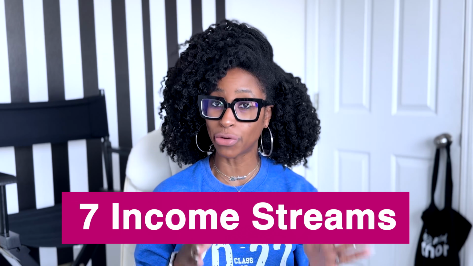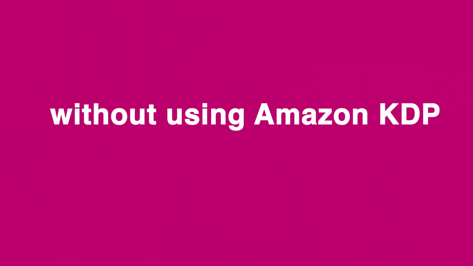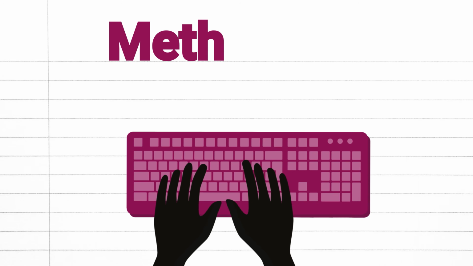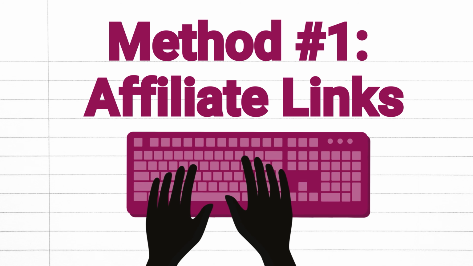In this video, I'm going to show you 7 ways that you can turn your book into passive income without using Amazon KDP. The first method is affiliate links. Affiliate links are when you are paid to promote somebody else's product.